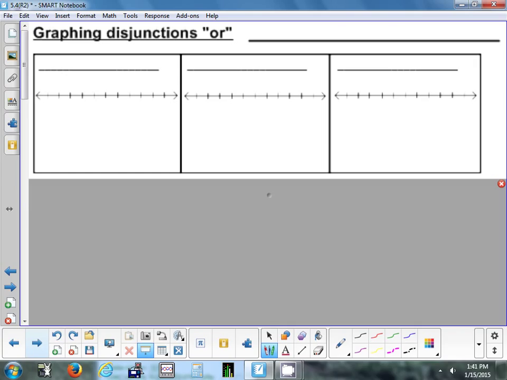All right. So when I think of ors, I think of when I'm graphing an or, we're greedy. In pretty much every situation, we want to graph everything. We want to make sure on our number line that we've graphed everything. We want to graph both lines, and we want to show that. So we're greedy.